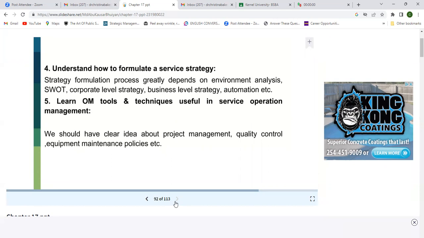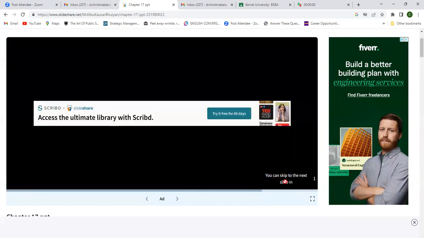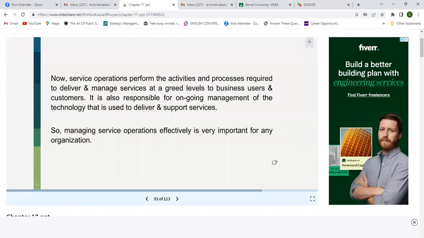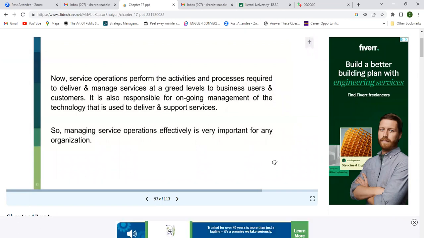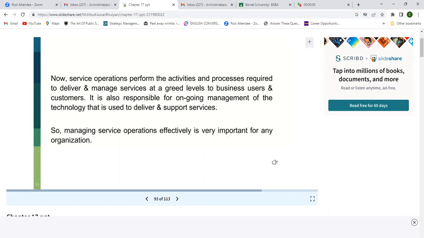Learn OM tools and techniques useful in service operation management. We should have a clear idea about project management, quality control, equipment, maintenance policies, etc. Now, service operations perform the activities and processes required to deliver and manage a service at an agreed level to the business and customers. It's responsible for ongoing management of the technology used to deliver and support services. So managing service operations effectively is important in the organization.